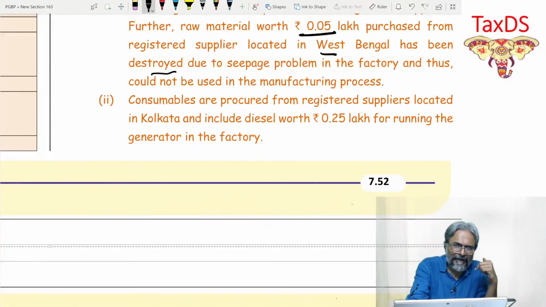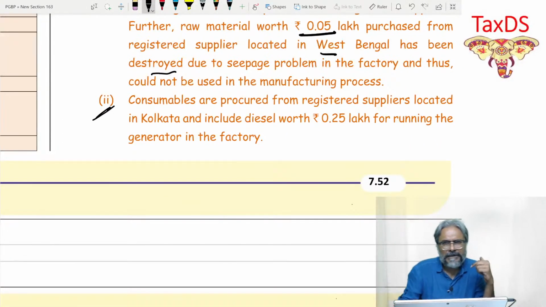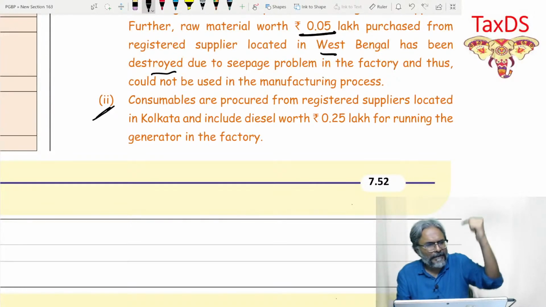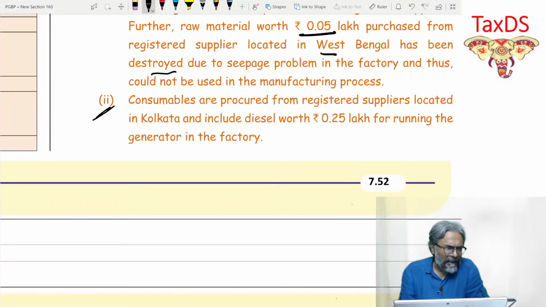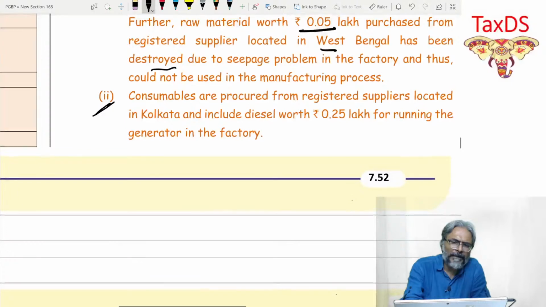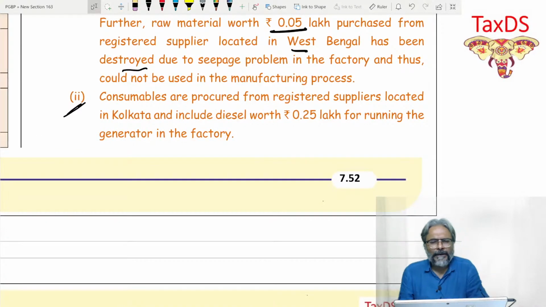Consumables, the second debit item was consumables. Second debit item, first was raw material, second was consumable. So the consumables are procured from a registered supplier located in Kolkata and include diesel worth 0.25 lakhs for running the generator in the factory. Now students, just think of it.